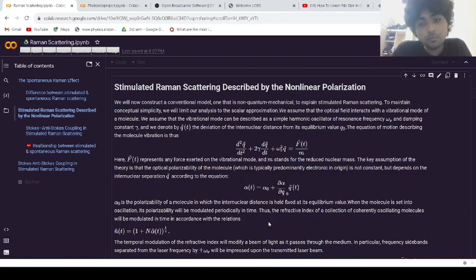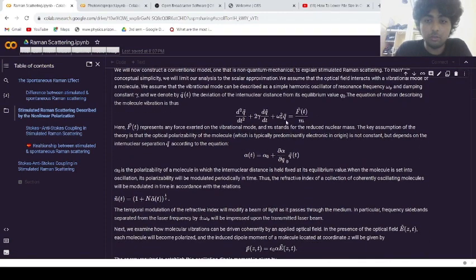So what we have here is an optical field which interacts with the vibrational mode of a molecule, which is described by this. The entire system is described by this simple equation right here. Omega v is the vibrational mode, gamma is the damping constant, F tilde is the force which gets acted upon the system by the external optical field, and m is the reduced mass.